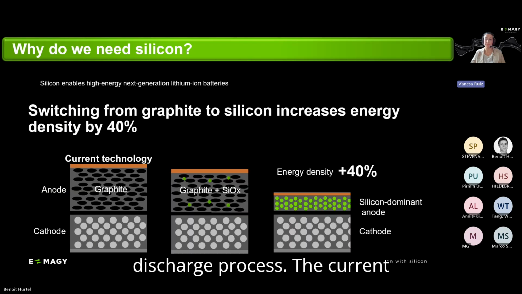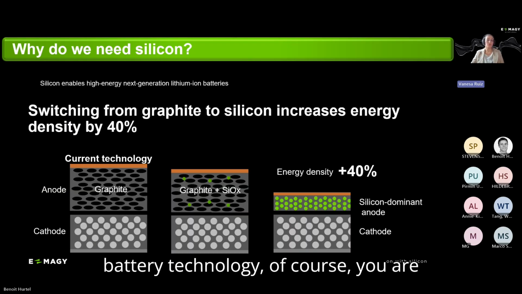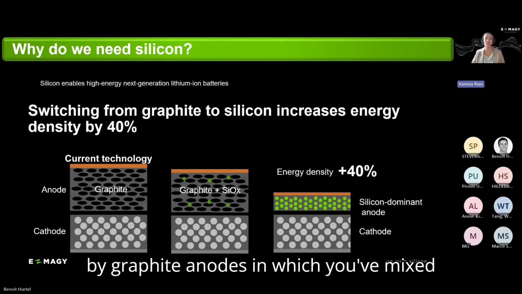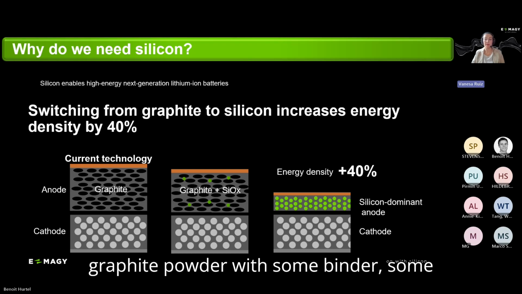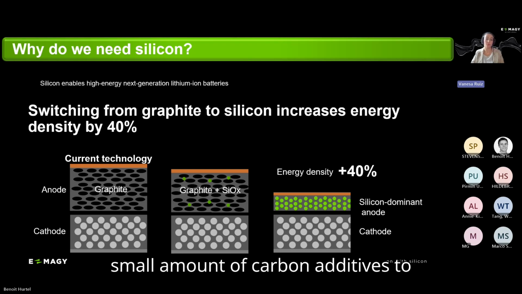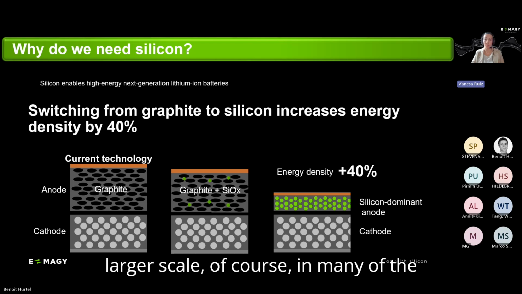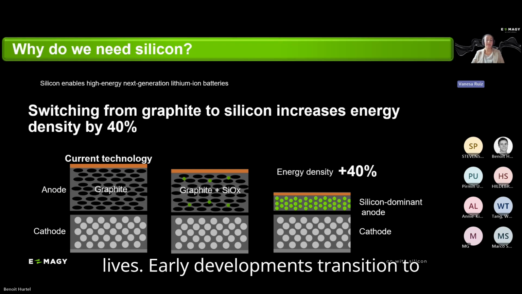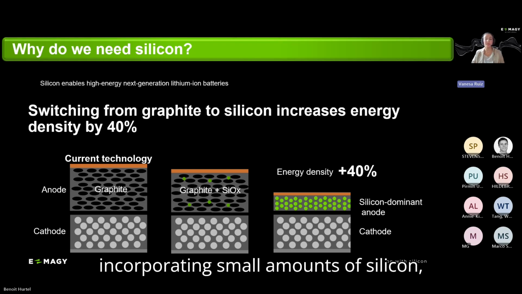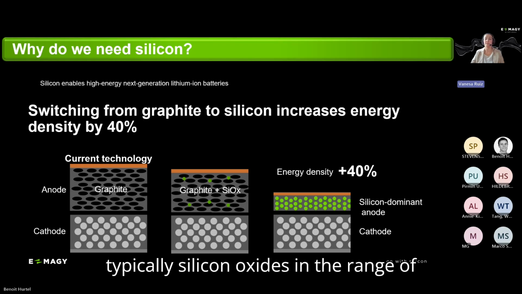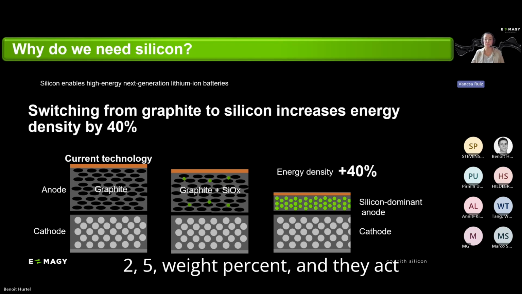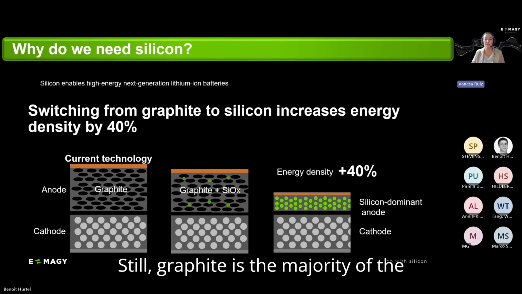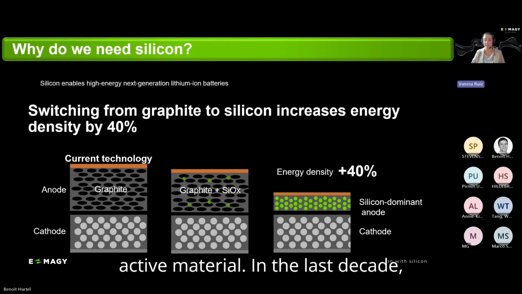The current battery technology, of course, you are very well aware, is greatly dominated by graphite anodes, in which you mix graphite powder with some binders and a small amount of carbon additives to produce the anode. And this is done at large scale, of course, in many of the applications that we use in our daily lives. Early developments transitioned to incorporating small amounts of silicon, typically silicon oxides, in the range of 2-5 weight%, and they act as additive in the anode formulation. Still, graphite is the majority of the active material.